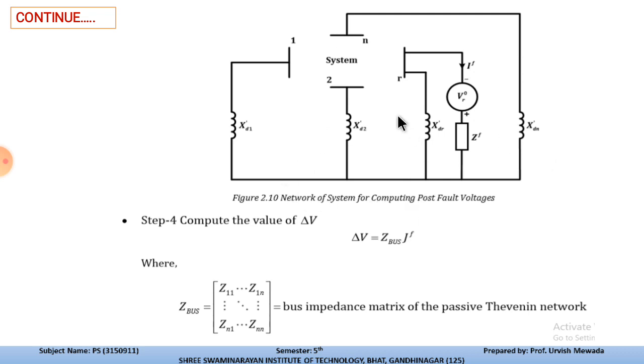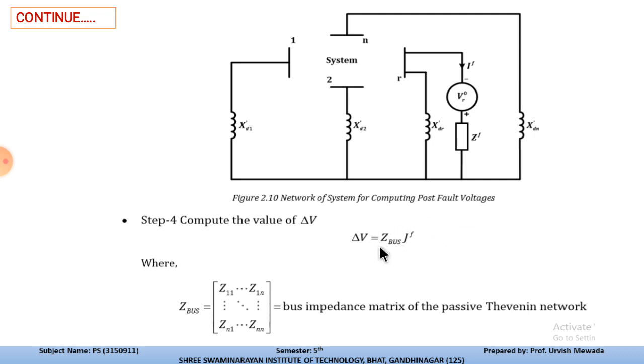Now in step number 4, the step is to compute the value of delta V. So delta V means voltage, so we can write the simple equation for the voltage: V is equal to Z into I raised to F. Generally it is IR, but here we have considered the impedance of the whole network. So that's why Z bus into I raised to F.